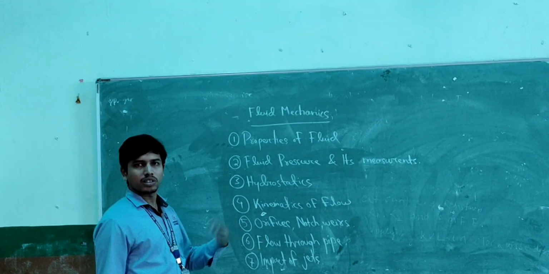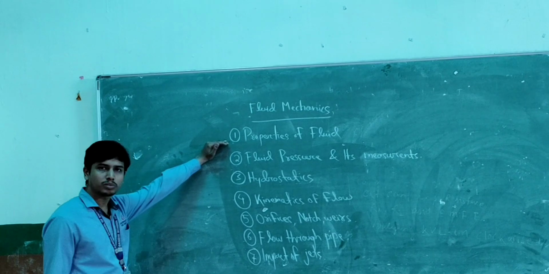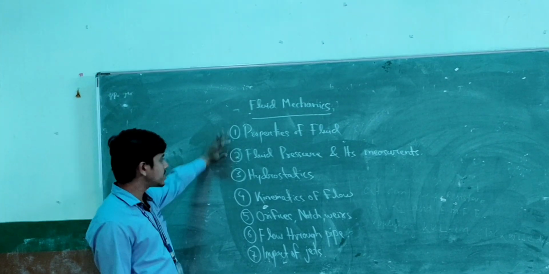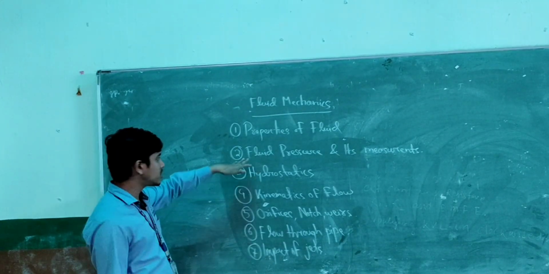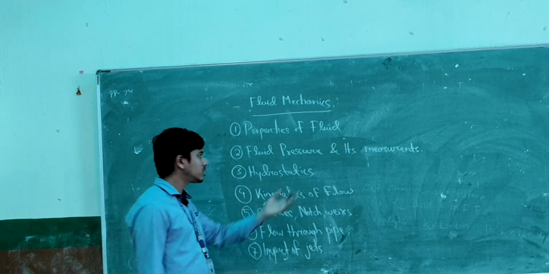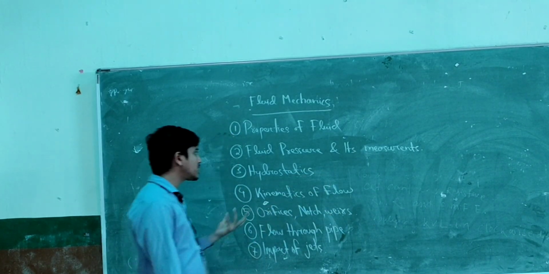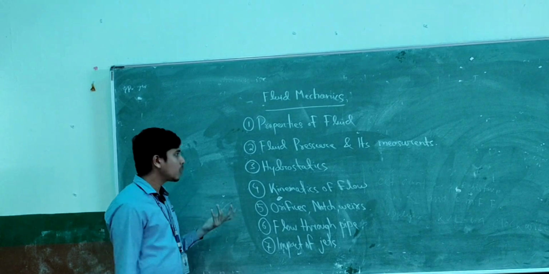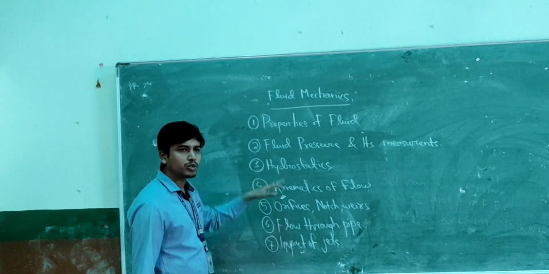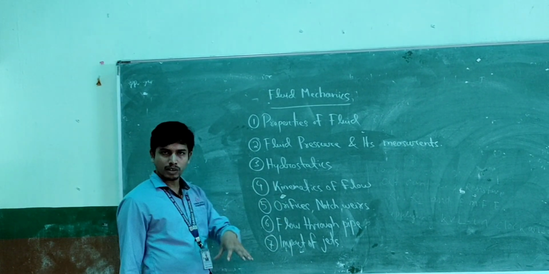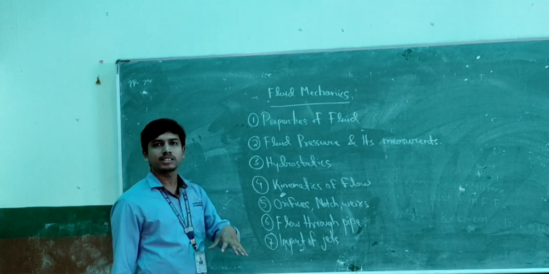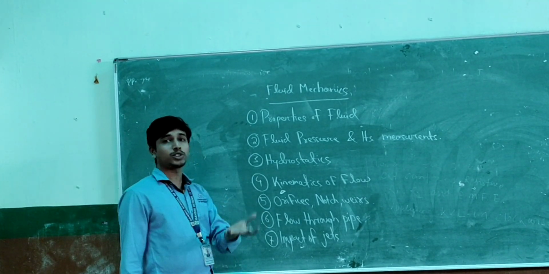So I am just recalling it again. The first chapter is about properties of fluid. The second chapter is about fluid pressure, meaning how to calculate pressure, and there are many pressure measuring devices available to calculate it. We will study that. The third chapter is when a body is submerged in a liquid. In that case, how we can calculate the total pressure force.